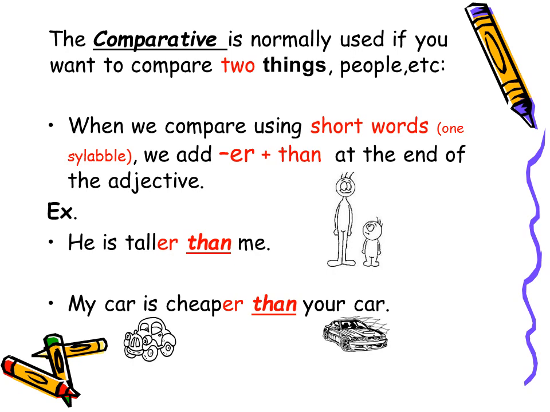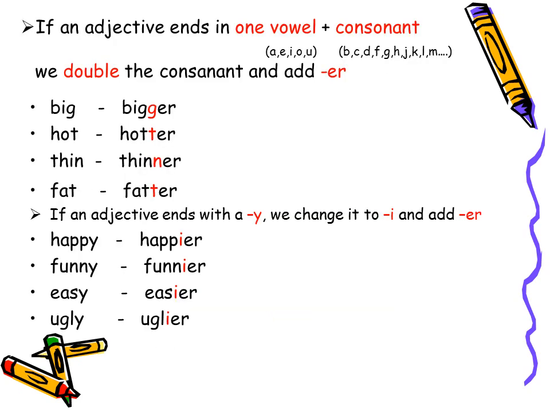Another one, my car is cheaper than your car. If an adjective ends in one vowel plus consonant, do you remember the vowel? The shape of face. We double the consonant and add er, like big, bigger. The word ends in ig. I is a vowel, g is a consonant. So we double the last consonant g and then add er. And never forget than, bigger than. And so on. Hot, hotter than, thin, thinner than, fat, fatter.